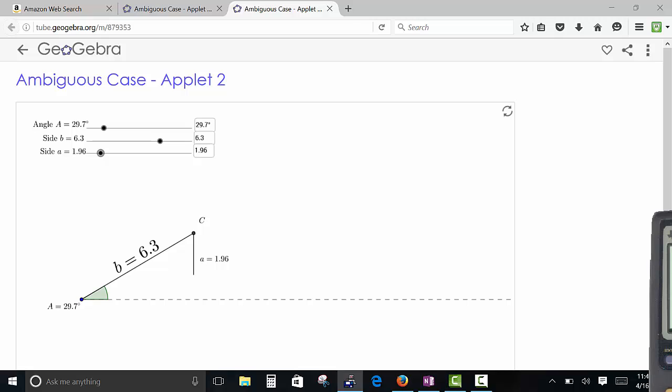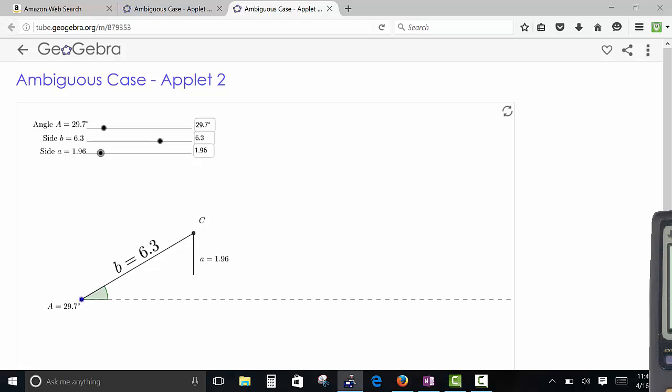All right, so I pulled up this GeoGebra applet. GeoGebra's got lots of great things for helping students understand different situations. This is an example of the ambiguous case. So notice that you've been given an angle A, a side B, and a side A. So it turns out that this is the ambiguous case. This would be a perfect example of something where it's impossible to make a triangle out of it.